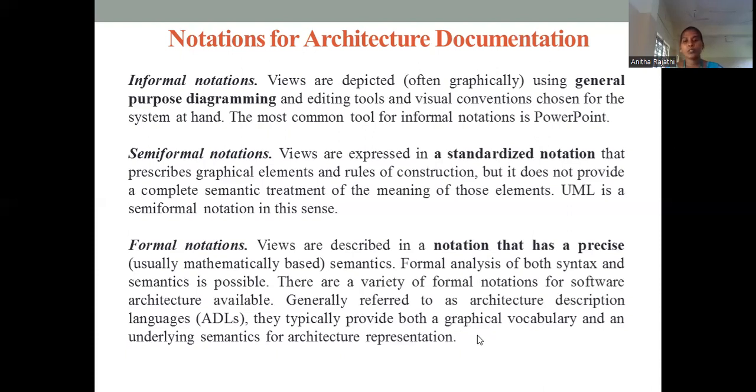Next is formal notation. The notation will be very precise, and it will have all the syntax, all the semantics, all the structures and the meaning, and it will have varieties of notations. What we discussed already, architecture description languages like Wright and Darwin, are examples of formal notations. They will have some specific notations to be followed. We have extensible ADLs, specific ADLs, and domain-specific ADLs. Every ADL will have its own representation. Accordingly, we have to design the documentation.